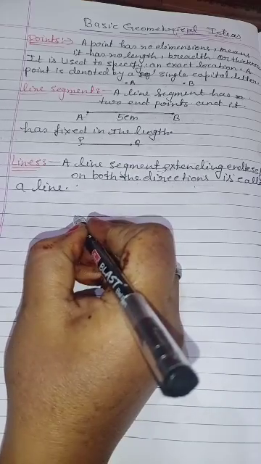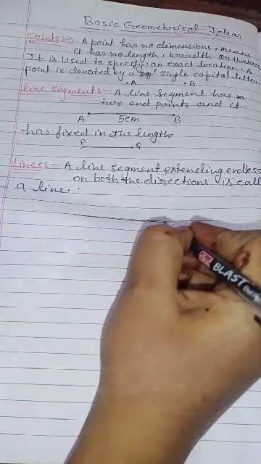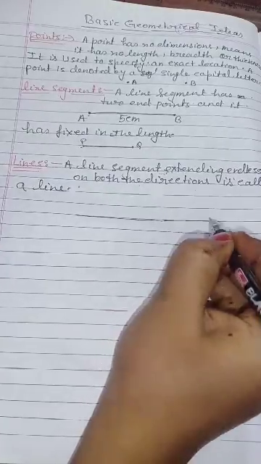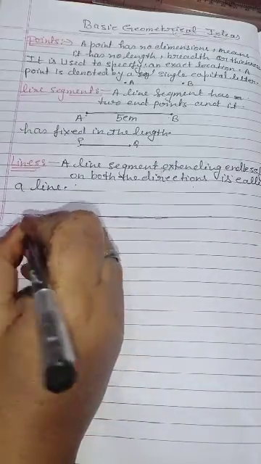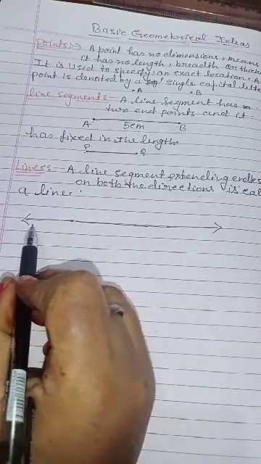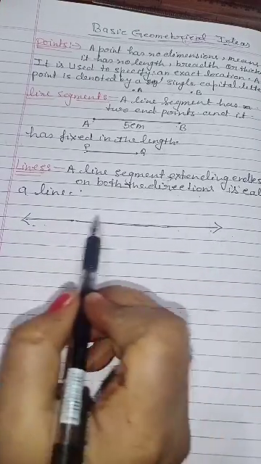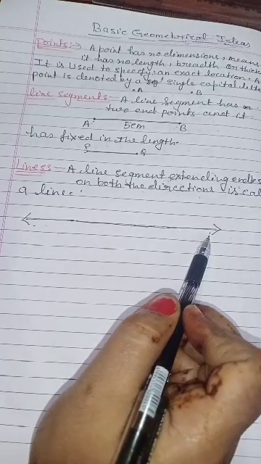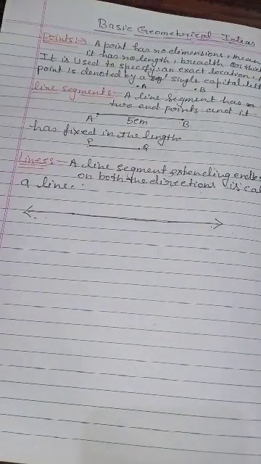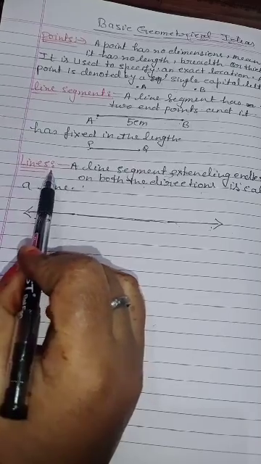Suppose we have a line segment and we are extending it here and in this direction also. We are making an arrow in this case. The arrow means that this can be extended in both directions. We have scope to extend them in both directions. So this is called a line.